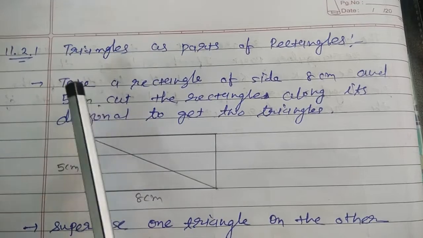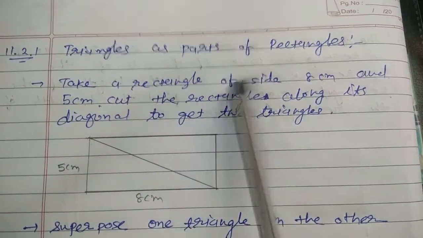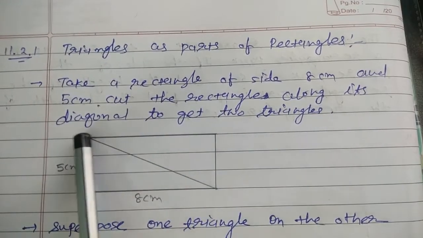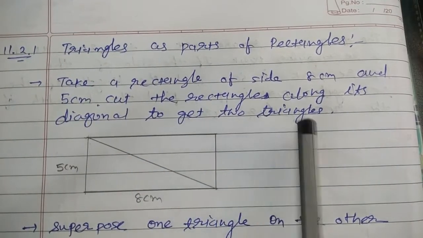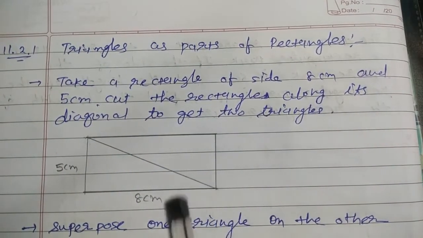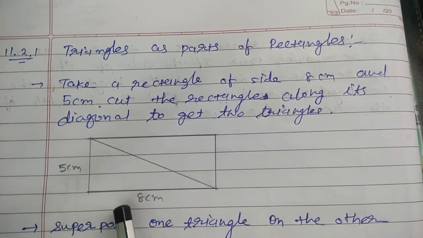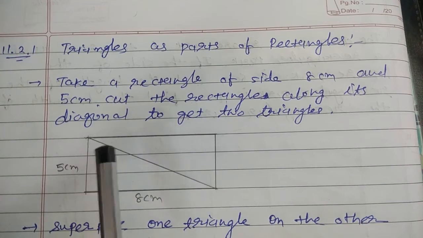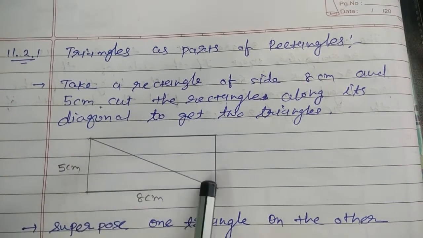What we have to do: take a rectangle of side 8 cm and 5 cm, cut the rectangle along its diagonal to get two triangles. So we have to take a rectangle which has a length of 8 cm and breadth of 5 cm, and we have to cut along its diagonal.